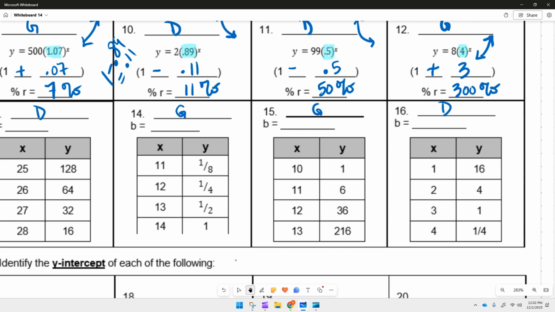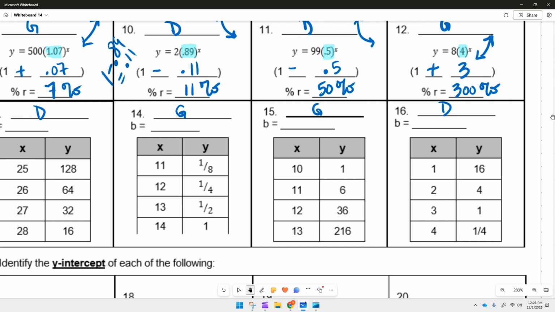Okay, now if that has increasing and decreasing, it won't be an exponential function. If we have increasing and decreasing, then we have another type of function. Most likely that's going to be a quadratic. We're not going to be dealing with quadratics until after Christmas, after winter break. So just think increasing, decreasing. Okay, that's all you got to think about this time.